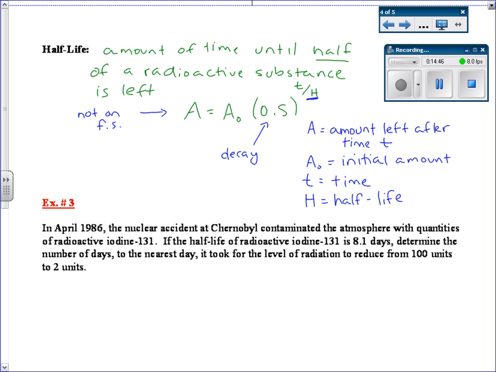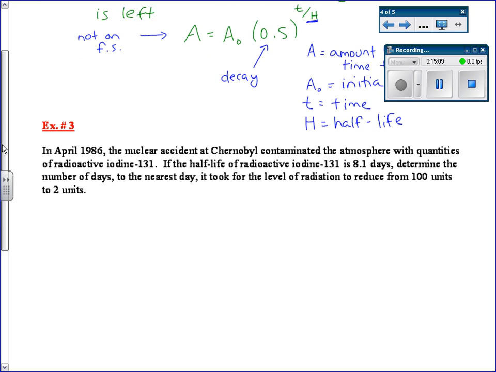So the time, the initial amount, and the amount left after time t will vary, but for any single substance, the half-life will always be the same. And time doesn't have to specifically be in years, just your time and your half-life have to be in the same unit. Could be seconds, minutes, days, years, or decades, as long as they're in the same unit.